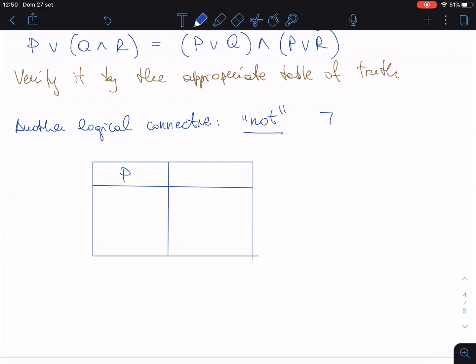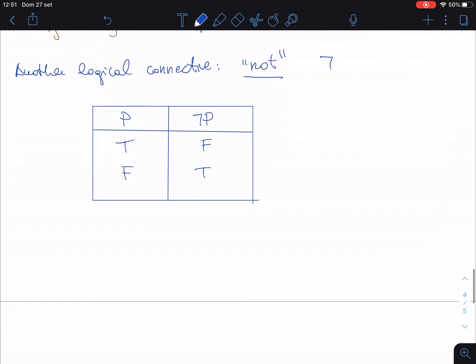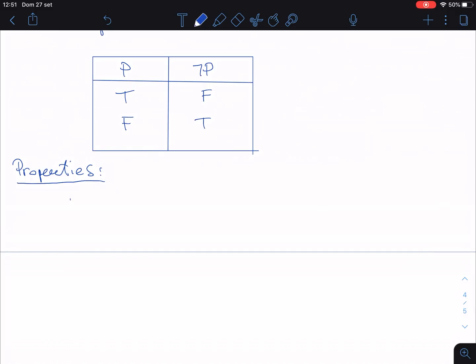Here you have P, and here not P. If P is true, then not P is false. If P is false, then not P is true. Extremely simple. And there are other properties, and you are invited to verify them, again, by using the table of truth. The properties are the following. If you have P, then you consider not P, then you consider not again, then you obtain P.